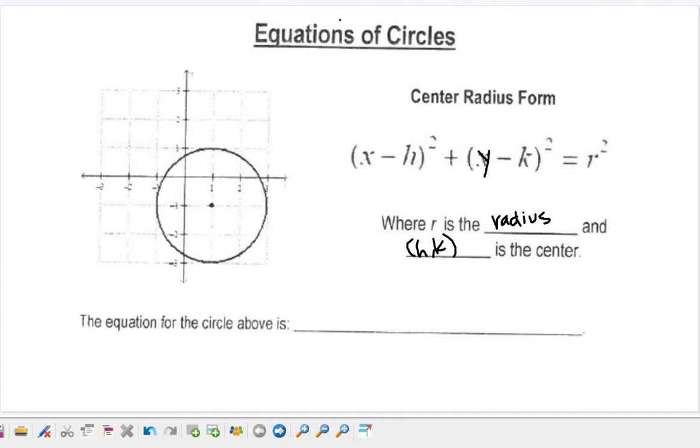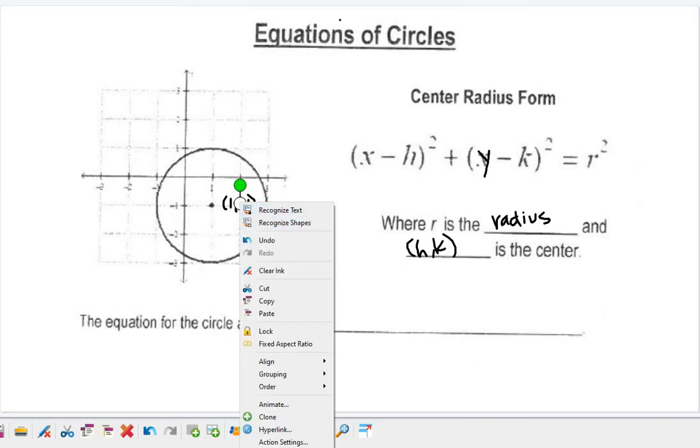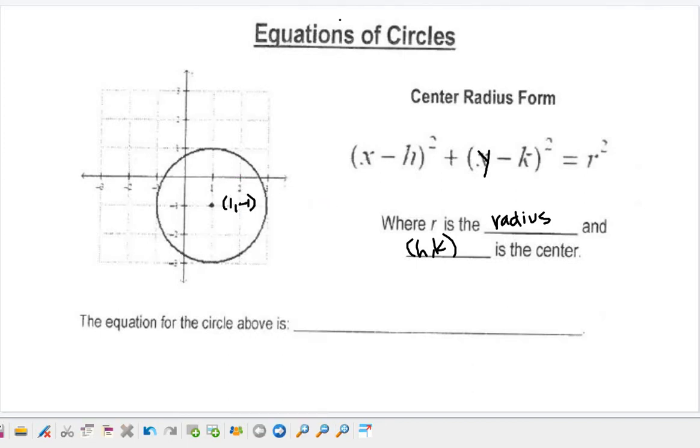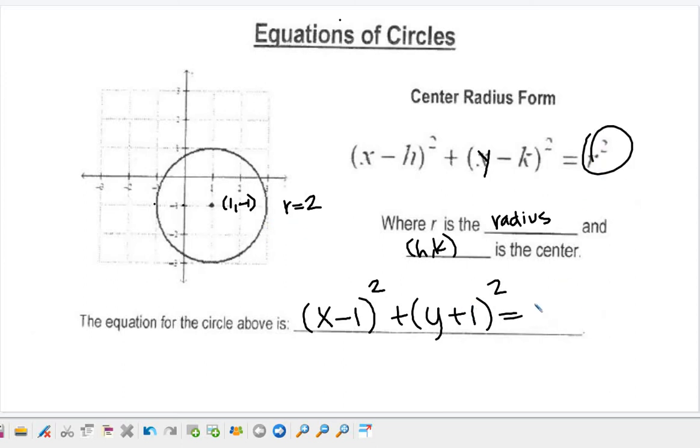So the equation for the circle above, here's my center at (1, -1). And remember that radius is the distance from the center to the outside, so that's 2 units, so my radius is 2. So that means the equation would be (x - 1) squared plus (y + 1) squared, so opposite, right? -1, +1. And r squared is what goes on the outside, so 2 squared is 4. And that is center radius form of the circle. Okay?